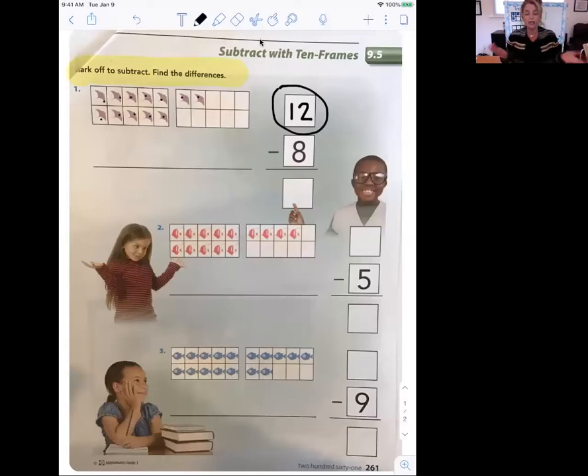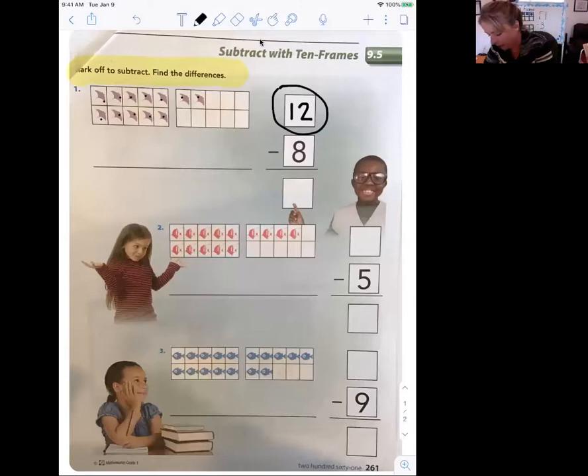Now, we could do 12 take away 8 using many different methods that we've learned this past year with subtracting, or we could mark off how many pictures, how many of those fish? Oh, they are stingrays. How many stingrays are we going to mark off? Right, 8. We're going to mark off 8. How are you going to mark off? I'm going to be doing an X to mark off 8 stingrays.